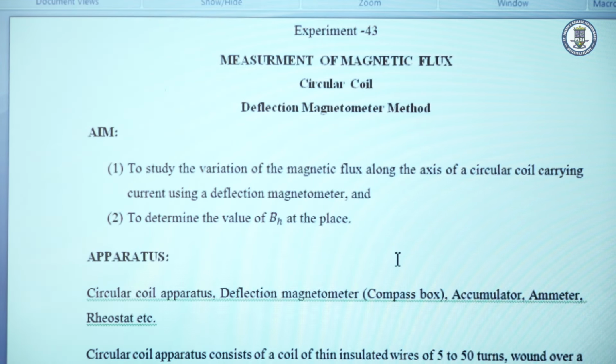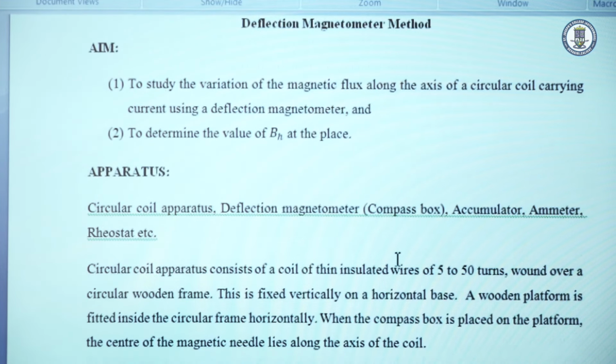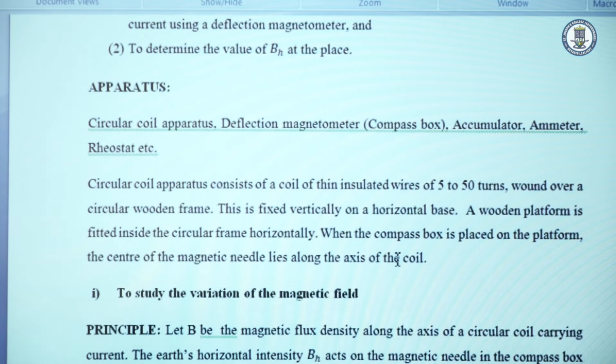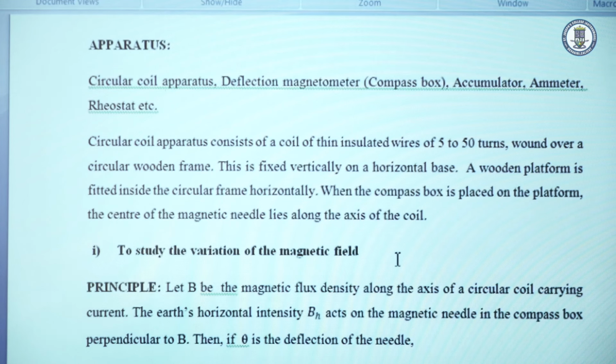Coming to the circular coil apparatus, it is used to study the variation of magnetic flux along the axis of the circular coil and also for the determination of BH. The apparatus consists of a circular coil of thin insulated wire of about 20 or 50 turns, wound over a wooden frame. This frame is fixed vertically on a horizontal base, and there is a horizontal platform at the center of the circular coil, where we can place a compass box.